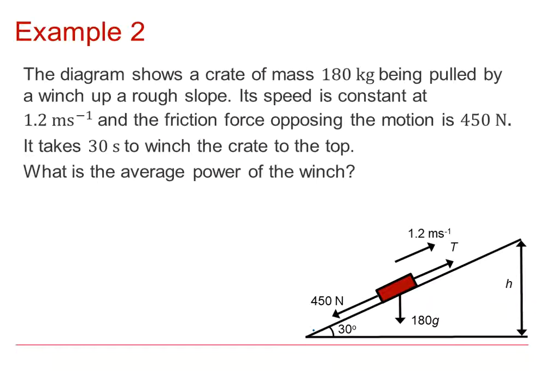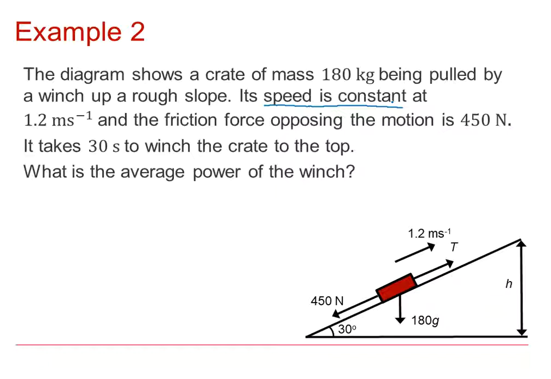So in this next problem, the diagram shows a crate of mass 180 kilograms. It's been pulled up by a winch up a rough slope. Its speed is constant at 1.2 meters per second, and the frictional force opposing the motion is a constant 450 newtons. It takes 30 seconds to winch the crate to the top. What is the average power of the winch? It's worth noting here that the speed is constant, so we do not need to be considering kinetic energy, because there will be no change in kinetic energy. We can focus on the work done by or against the forces.